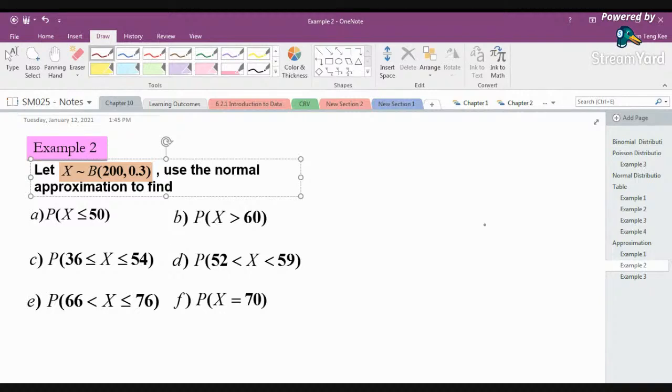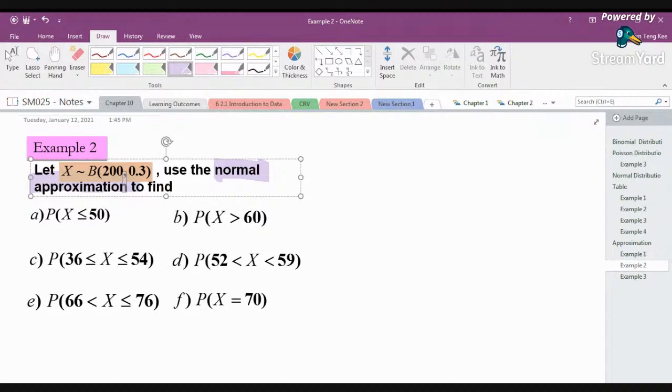So let's see, we have X following a binomial distribution. The n is 200 and the probability is 0.3. Use normal approximation to find. So in these questions, you don't have to check the condition anymore because the question already gives you the instruction, use normal approximation. If the question asks you to use normal approximation, then you don't even need to bother whether the condition is fulfilled or not. If it asks, just follow its instruction. If it doesn't ask, then we need to observe ourselves. Is there a need?